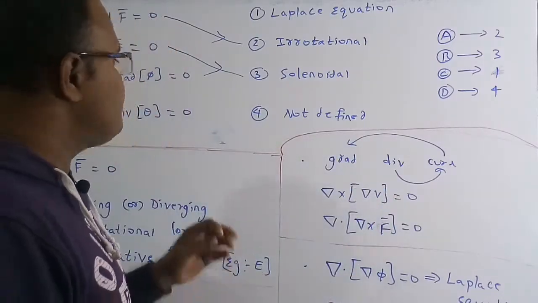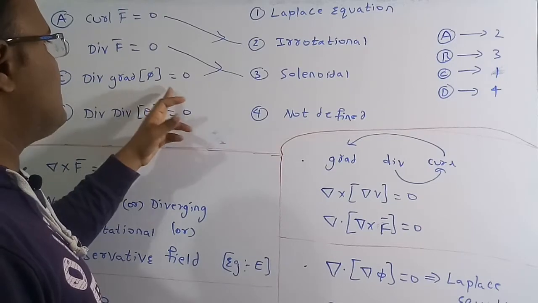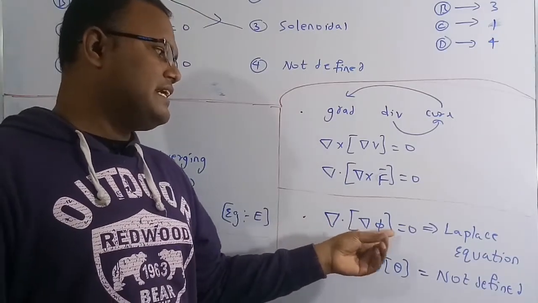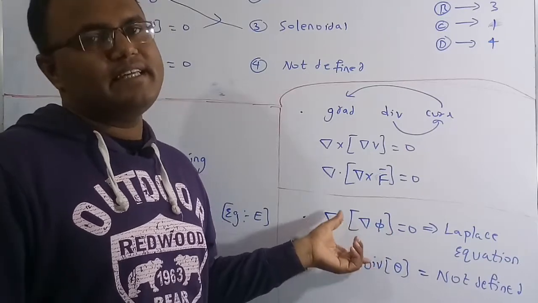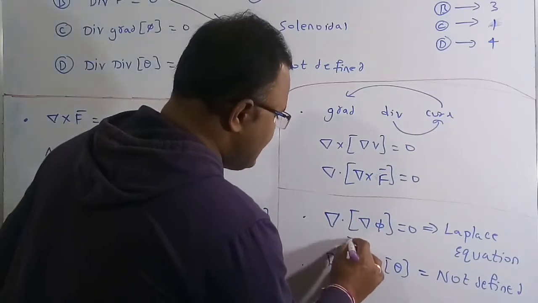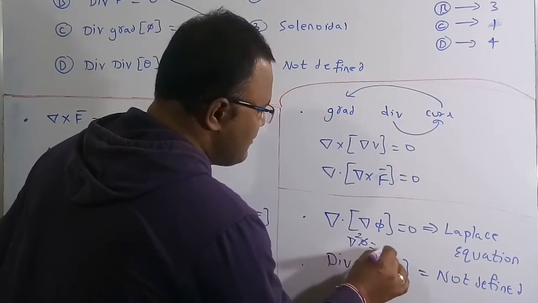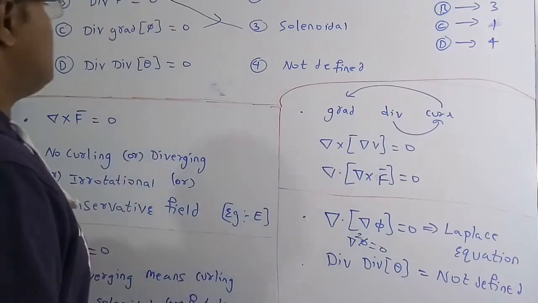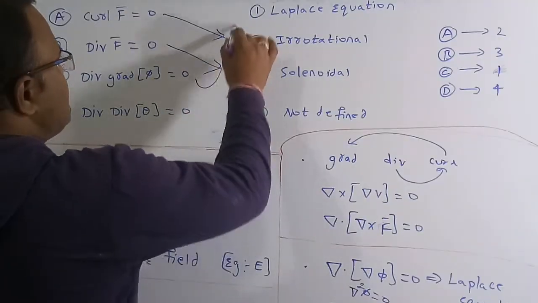The last one is the divergence of the gradient of any scalar function. When the divergence of the gradient of a scalar function is equal to 0, we say this equation is the Laplace equation. Simply, we write del square phi is equal to 0. If this is the case, then this is called a Laplace equation.